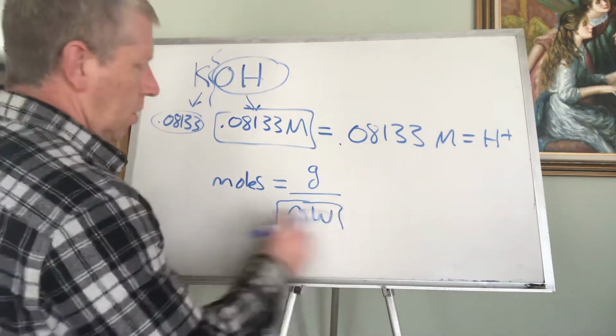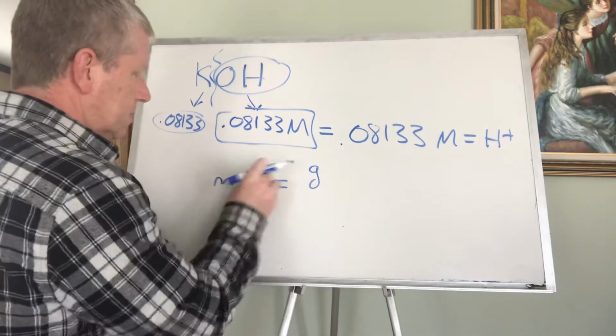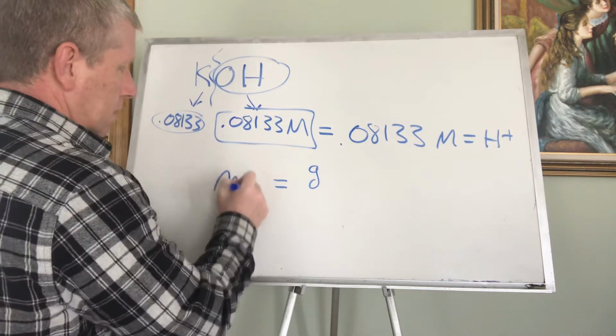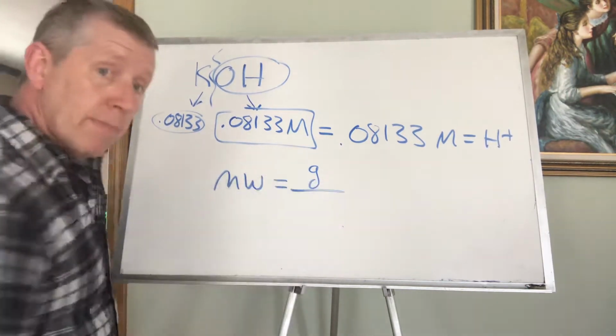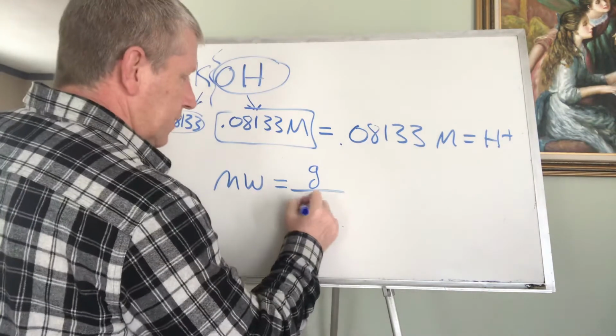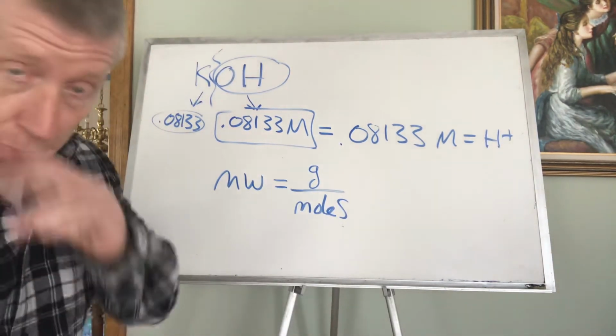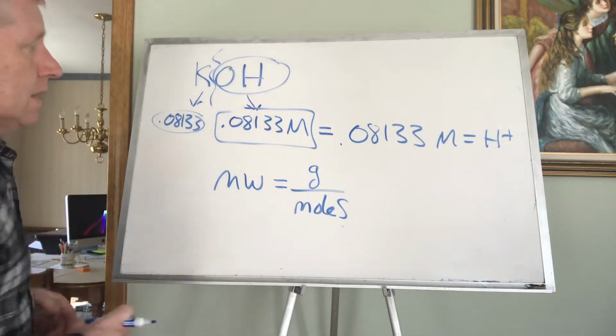I'm going to have to know two things. So I'm going to switch the molecular weight in the moles. I'm going to have to know how many grams of the acid, and I'm going to have to know how many moles of the acid that I used, okay? Because I'm going to have to know that.